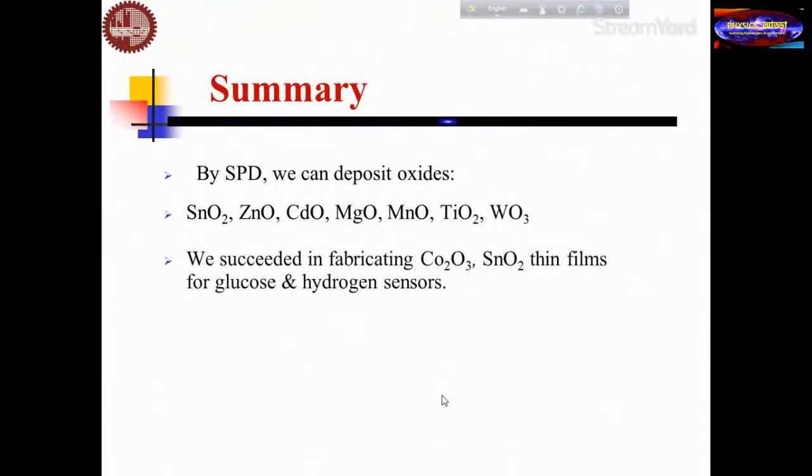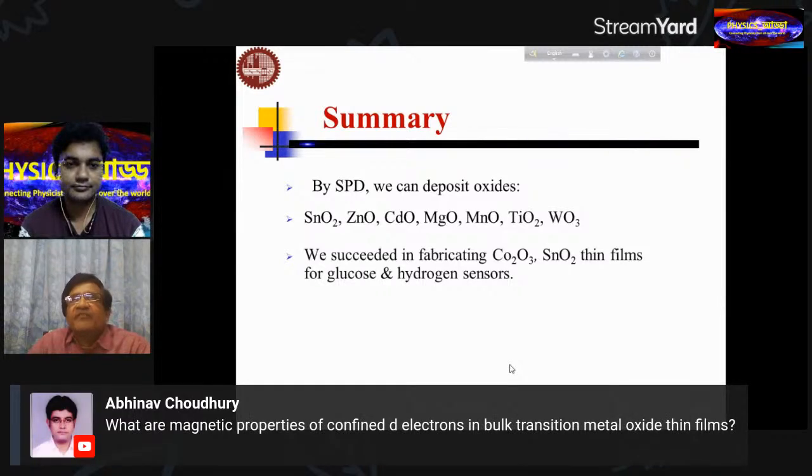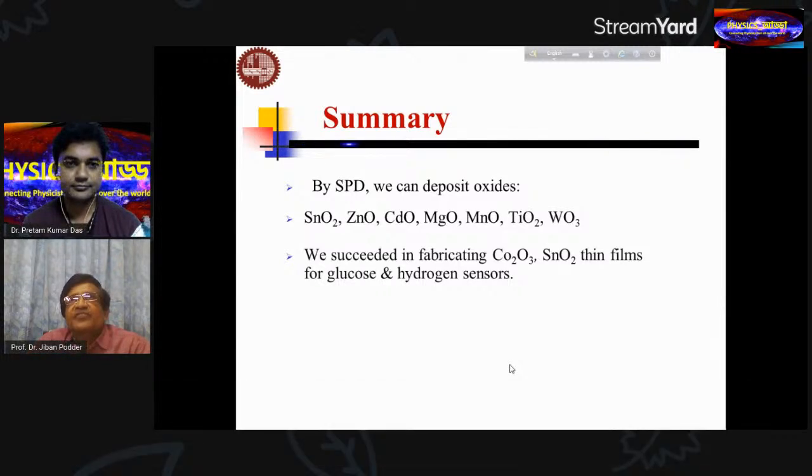In summary, by the spray pyrolysis deposition technique we can deposit very high quality films, very thick films, very rough films, and very porous structures. We can deposit films in the micrometer to nanometer range, and it is low cost. There is no wastage of material. The whole ionic solution can be used for the deposition. That is the main advantage.